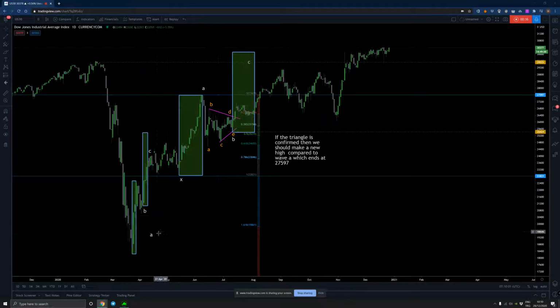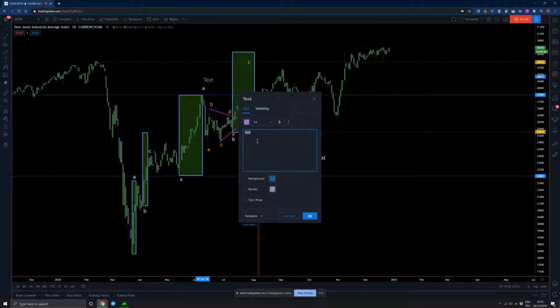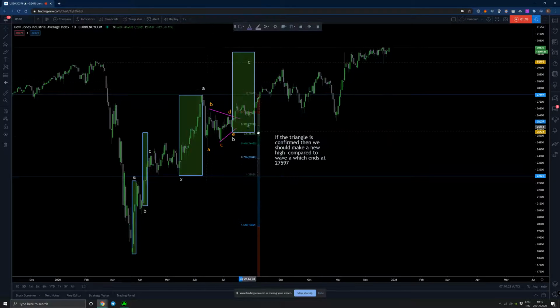This was already saved in my platform, and this is what we said last time. The market at that time was around here. We were making this triangle, and I wrote for you guys that if the triangle is confirmed, then we should make a new high compared to wave A, which is this one. Here it is, this wave A. So we should make a new high according to this.